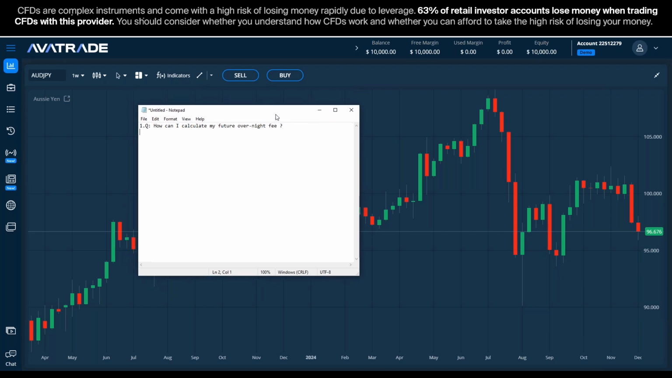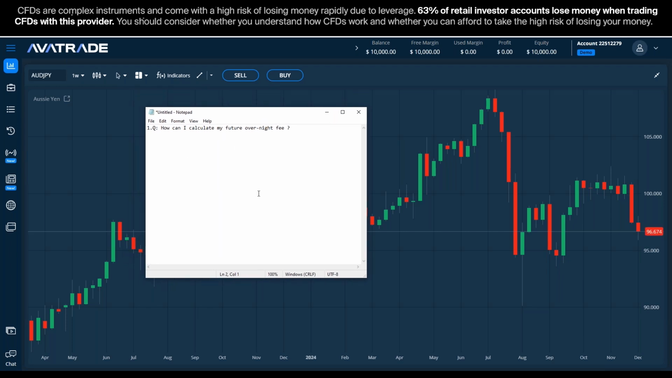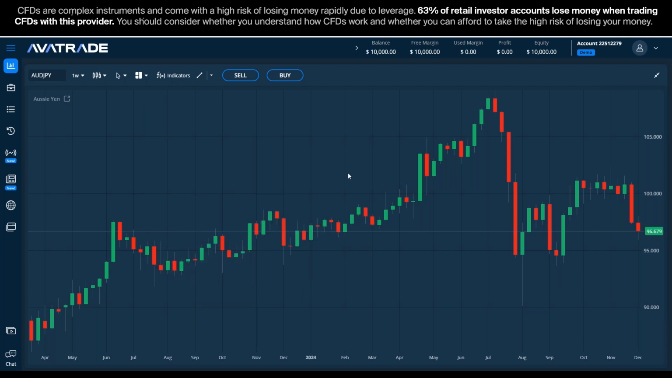Okay, so the first question is very basic, just how to calculate a future overnight fee, which I'm going to show you. Of course, this interface here is called the web trader. There is really no need to download or install anything, and you can access it via your personal area in the website after logging in with your email and password. So basically, all you have to do to get to here is just to go to avatrade.com, log in with your email and password, and you're here. And if you're not here, you can click on web trader or web trading, and then you get to here.